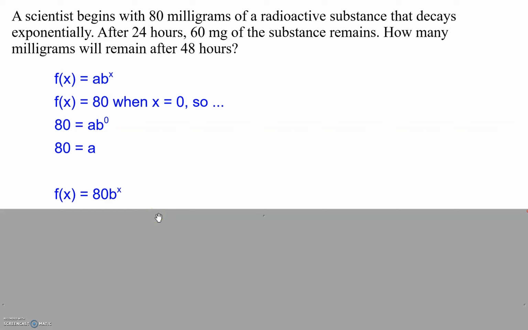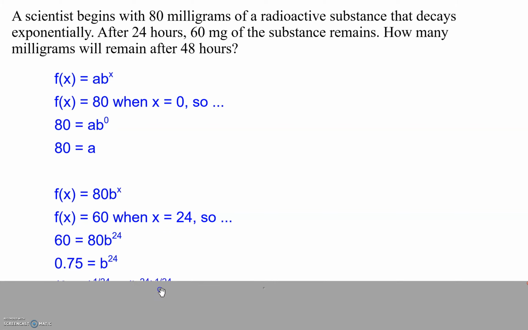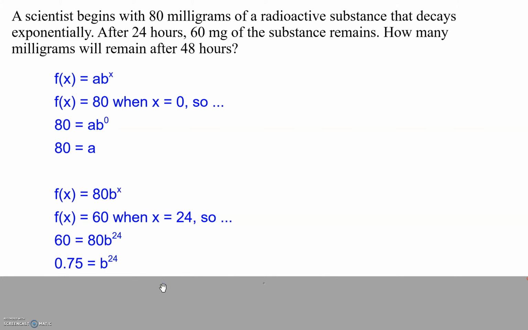Now we use the next piece of information, which says that at 24 hours, we have 60 milligrams. So that's telling me the amount, f of x, is 60 when x is 24. So I have the equation 60 equals 80 times b to the 24th power. We can isolate the b by dividing, and then I have to figure out how I'm going to get b by itself.